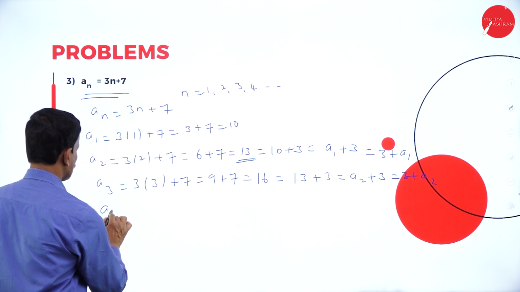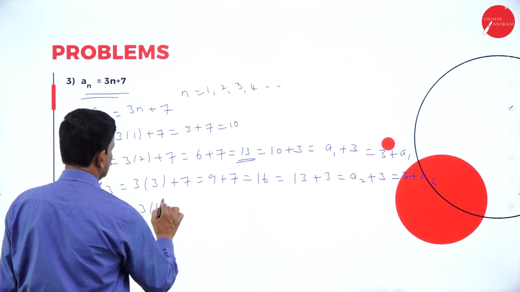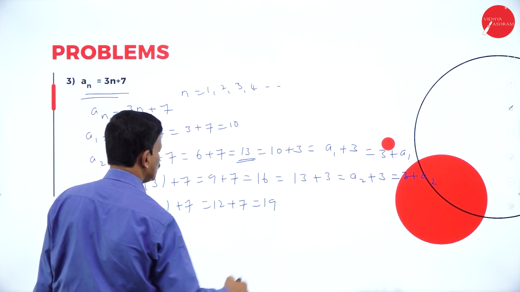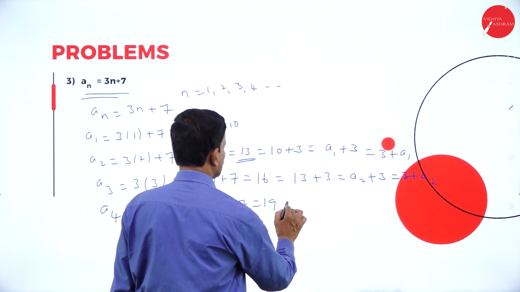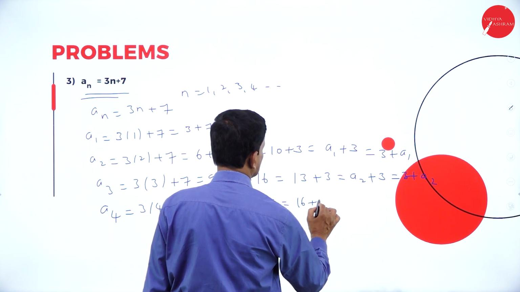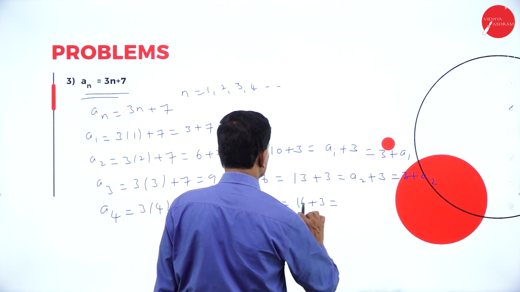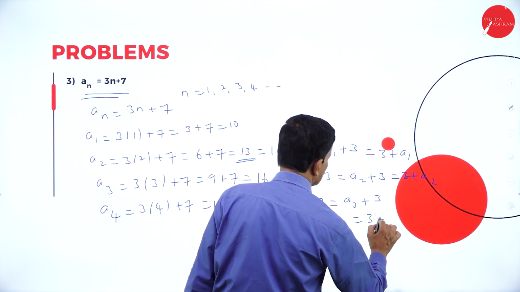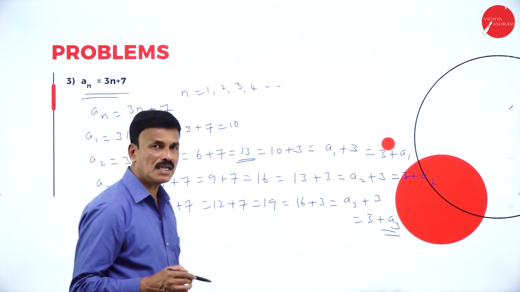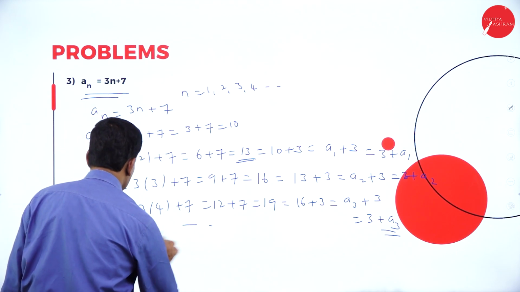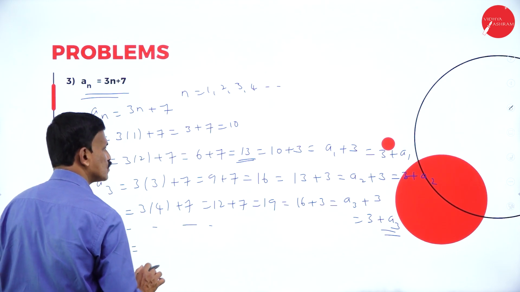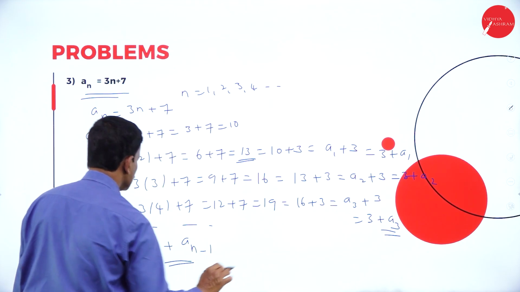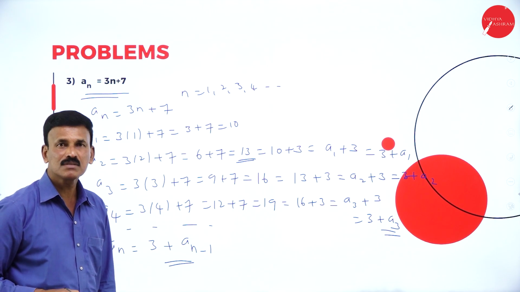Suppose if you put n is equal to 4, a4 is equal to 3 into 4 plus 7, that is 12 plus 7 is equal to 19. 19 can also be written as 16 plus 3, that is previous term plus 3, that's equal to, what is 16? a3 plus 3, or you can also write 3 plus a3. So like that, if you put n is equal to n, an is equal to 3 plus an minus 1. 3 plus an minus 1, that's it.